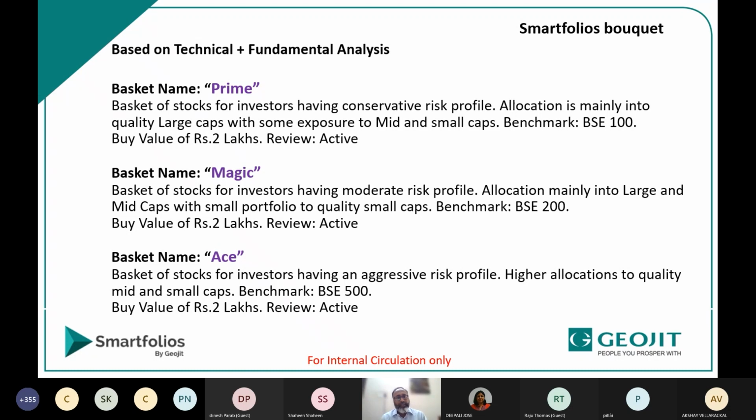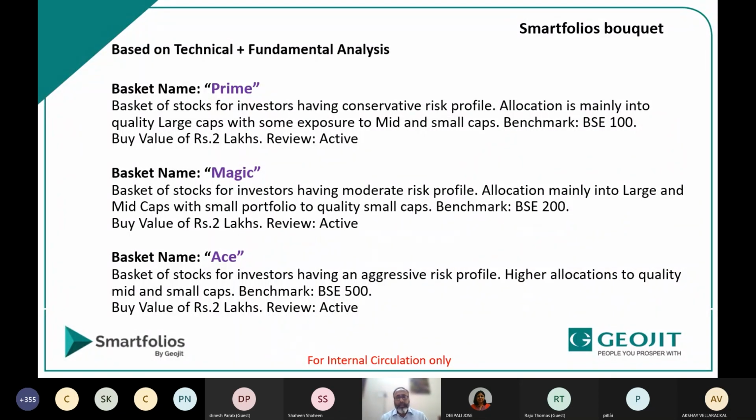So Prime will have 15 of those stocks. Now Prime is for conservative investors, because Prime has the highest exposure to large caps among these three baskets. Currently, as per the latest fact sheet, Prime has around 61 to 62% of exposure into large caps. Remaining goes into mid caps and small caps. Magic is again for moderate investors. Magic has around 12 stocks in the basket. Over here, comparatively, when you compare it with Prime, it will have lesser exposure to large caps. Currently, I think Magic has an exposure of around 53 to 54% into large caps, and remaining into mid and small caps. So the percentage of exposure to mid and small caps is slightly higher when compared with Prime, and that is why we say that it is ideal for clients with a moderate risk appetite.